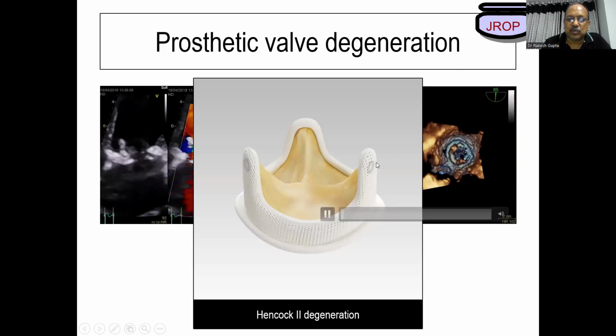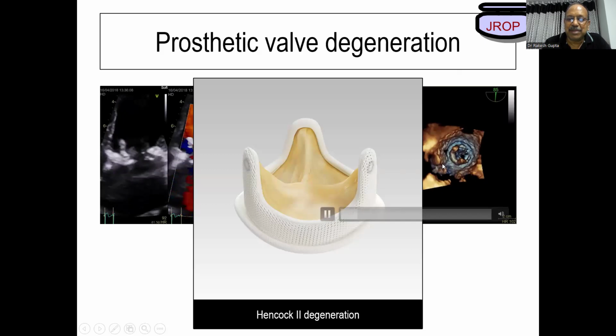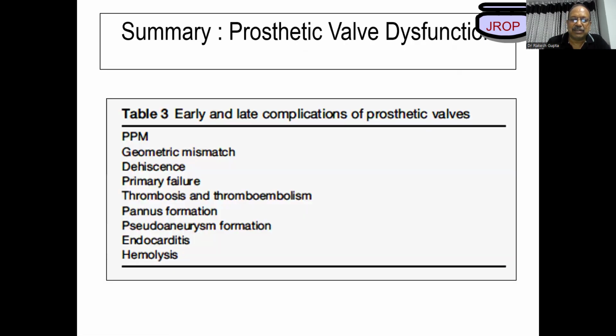In this patient, one of the three studs had degenerated, leaving behind a leaflet which is becoming flail and giving rise to severe mitral regurgitation.